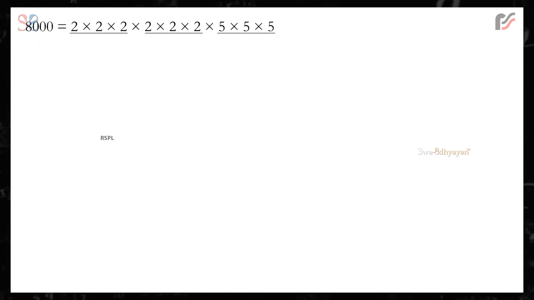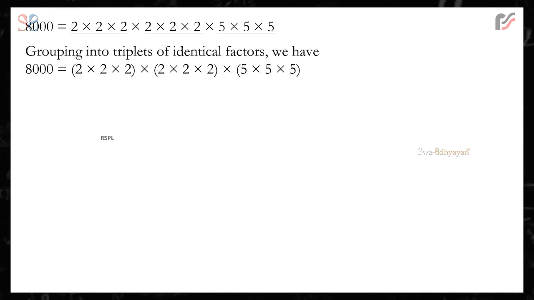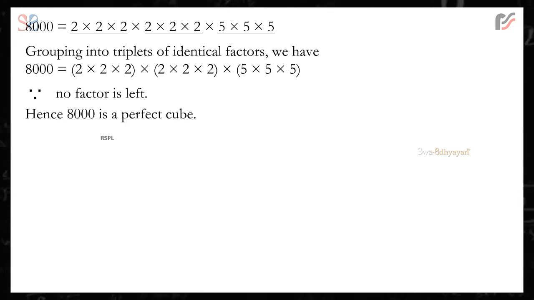8000 is equal to 2 into 2 into 2 into 2 into 2 into 2 into 5 into 5 into 5. Grouping into triplets of identical factors, we have 8000 is equal to 2 into 2 into 2, 2 into 2 into 2, 5 into 5 into 5. Because no factor is left, hence 8000 is a perfect cube.